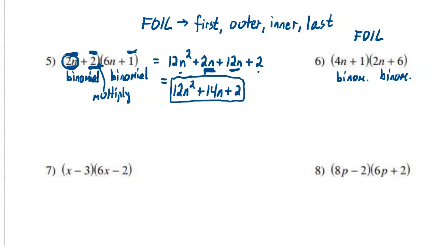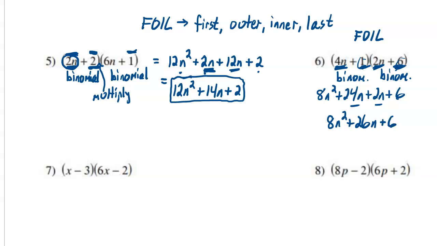So first, the 4n times the 2n, that's 8n squared. Now the outer, the 4n times the 6, that's 24n. Now the inner, the 1 and the 2n, that's 2n. And now the last, the 1 with the 6, that's 6. Are there any like terms? Those two are like terms. So the answer is 8n squared plus 26n plus 6.